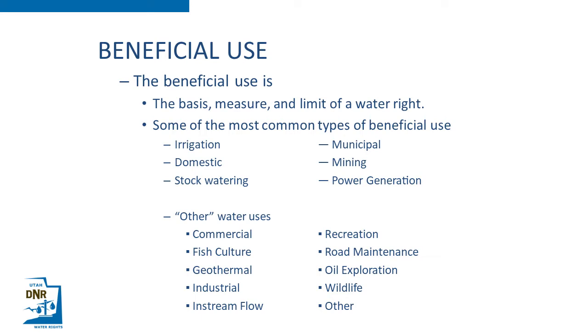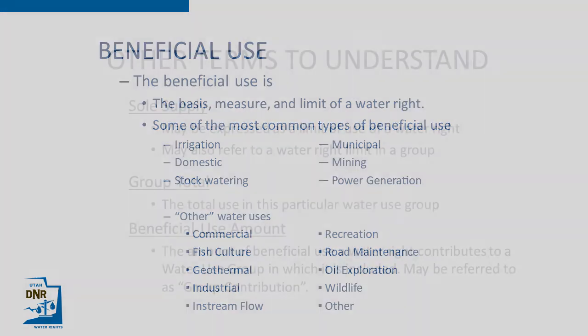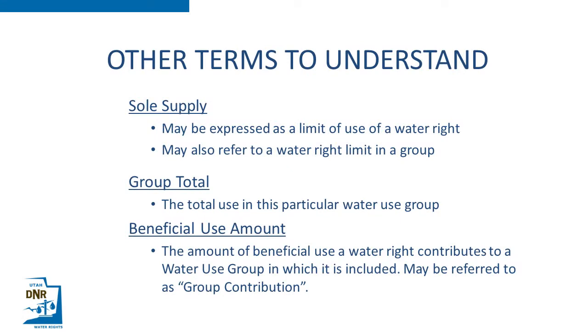Here are common types of beneficial uses that you will see while reviewing water use groups. When discussing water use groups, there are certain terms that need to be understood. The sole supply of a water right defines the amount of beneficial use allowed under a particular water right when used alone and separate. A water right is limited by the sole supply, and many water rights will often contribute their beneficial uses to be used together in a water use group known as the group total. Beneficial use amounts define the contribution of a water right to the group and may also be referred to as the group contribution.